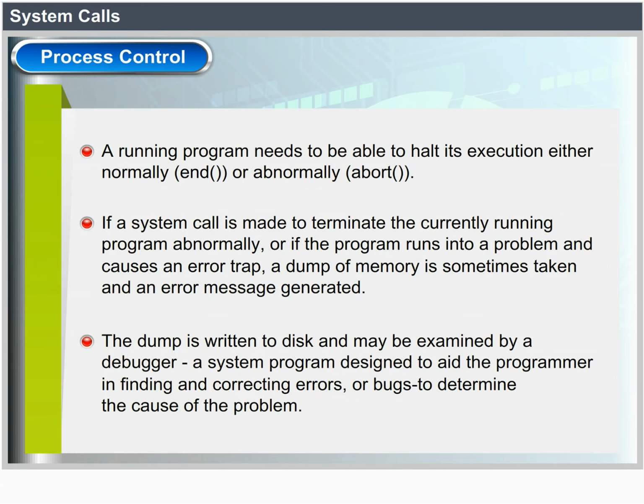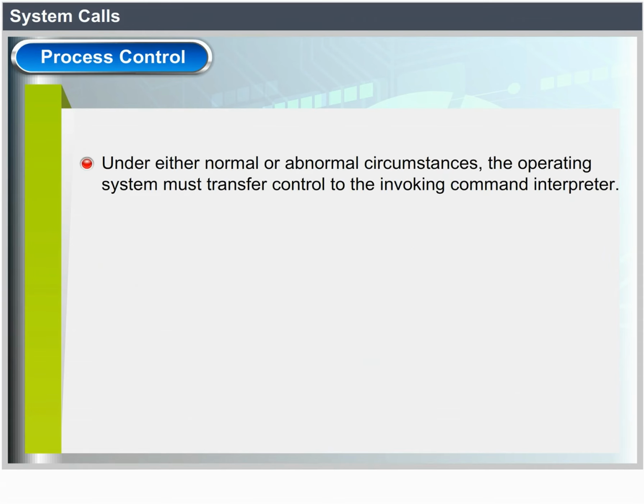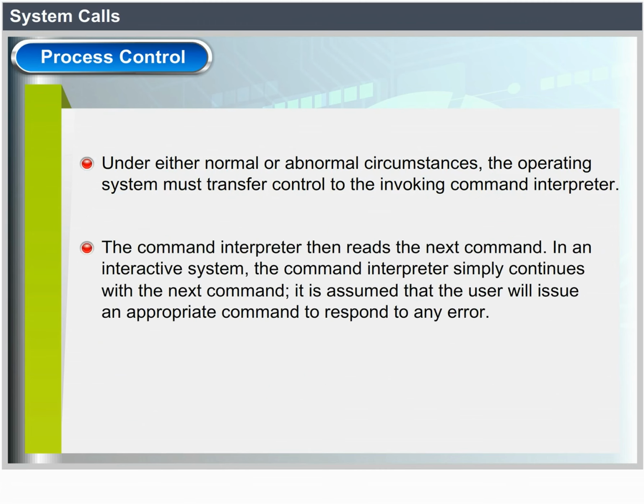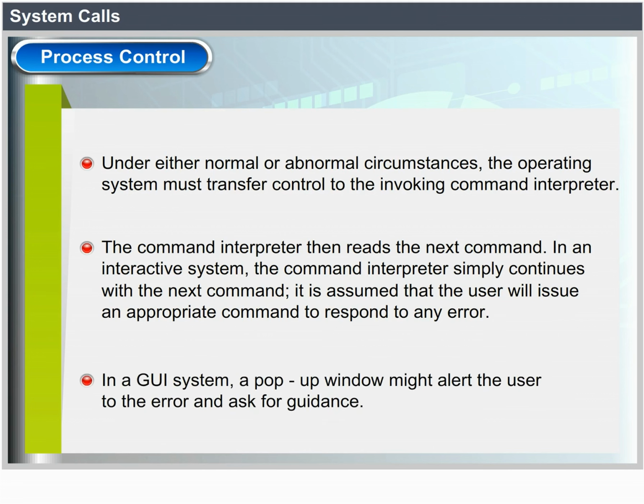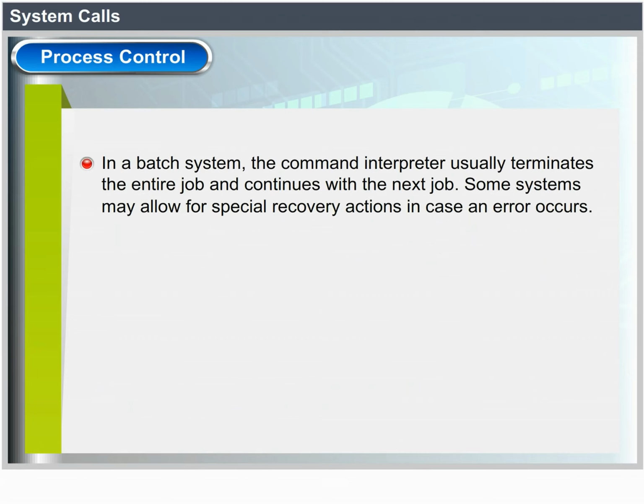Under either normal or abnormal circumstances, the operating system must transfer control to the invoking command interpreter. The command interpreter then reads the next command. In an interactive system, the command interpreter simply continues with the next command. It is assumed that the user will issue an appropriate command to respond to any error. In a GUI system, a pop-up window might alert the user to the error and ask for guidance. In a batch system, the command interpreter usually terminates the entire job and continues with the next job.